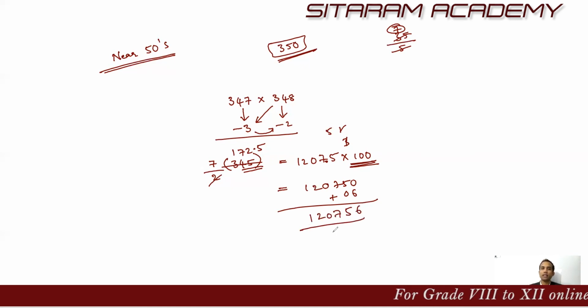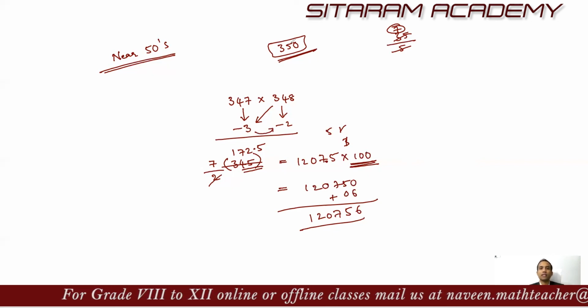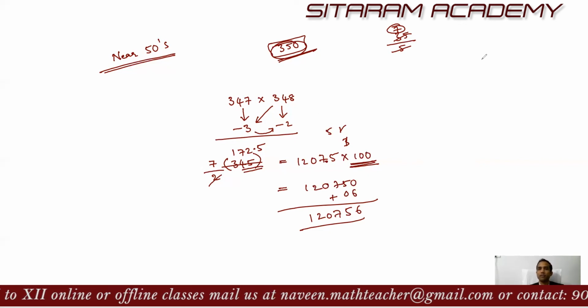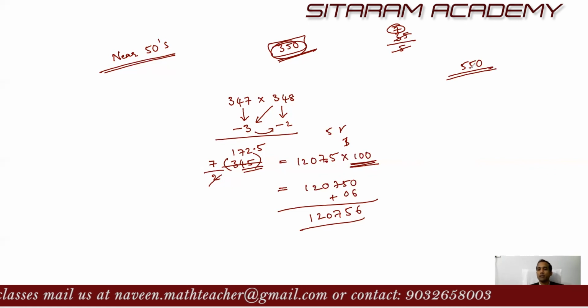If you think this method is going to take little longer time, then you can apply the common method which I have explained in my previous videos. If it is near 350, we will take 7 by 2, multiply with 7 by 2. If it is near 550, let us say, then we will multiply by 11 by 2.